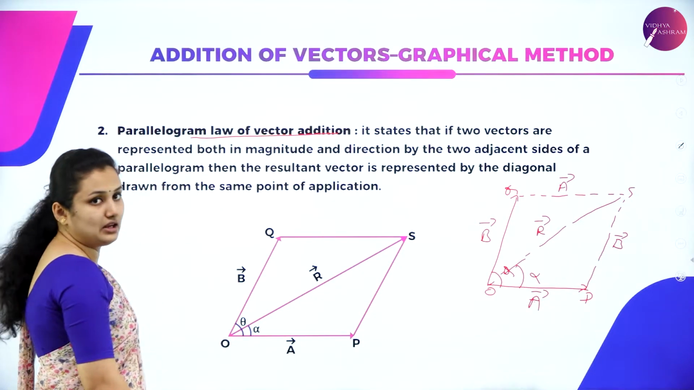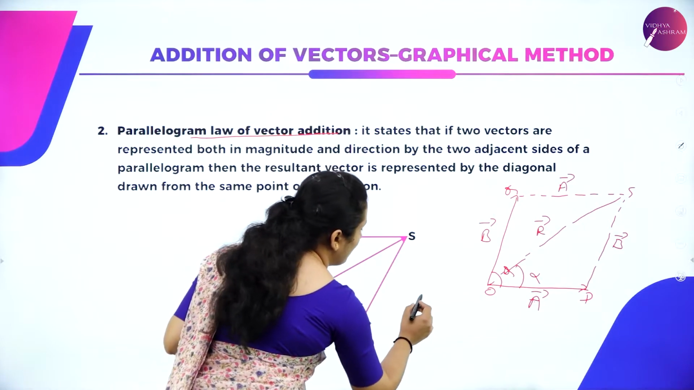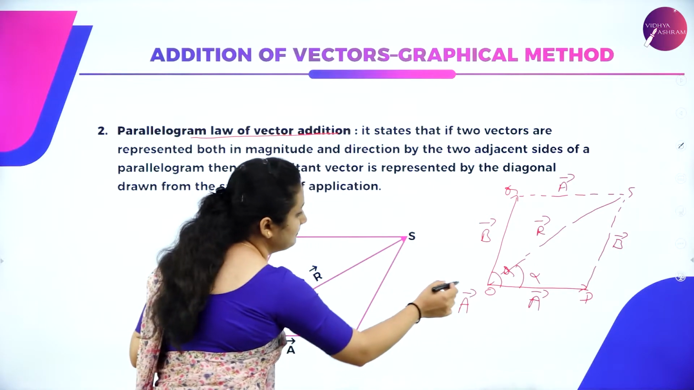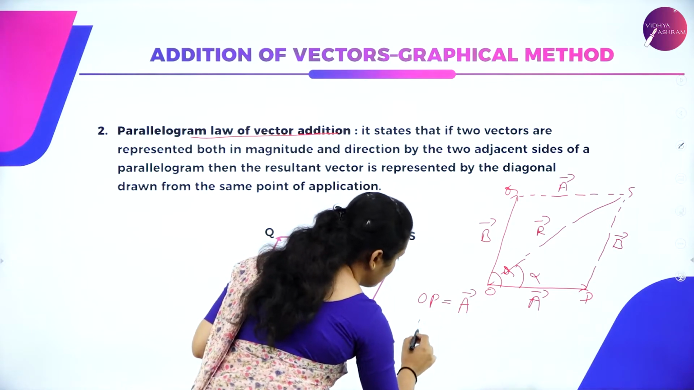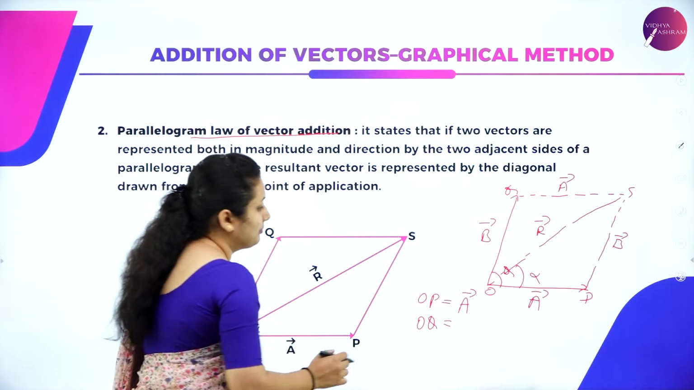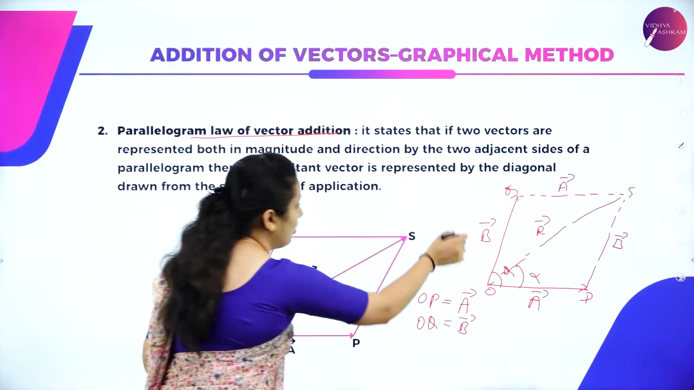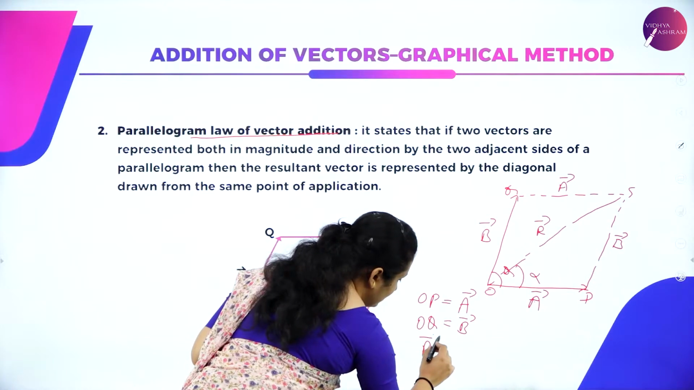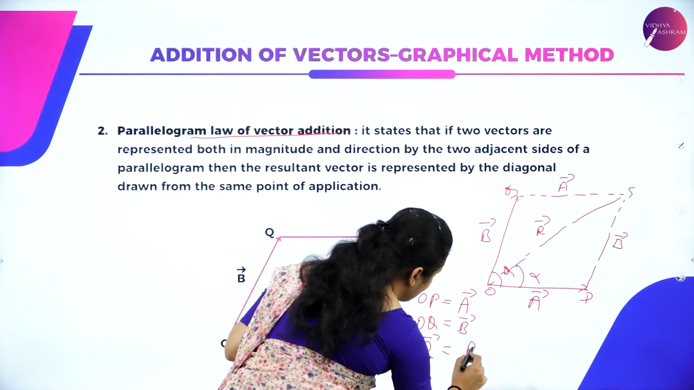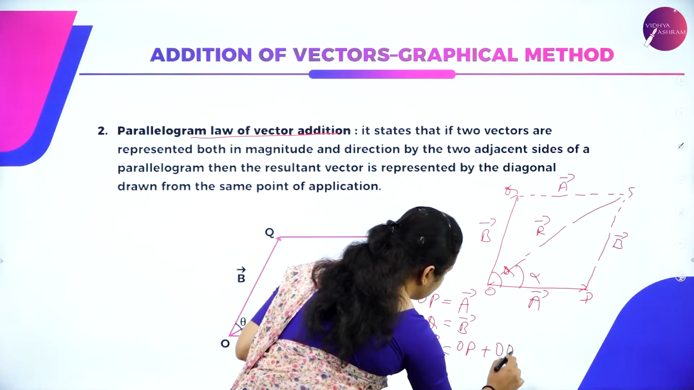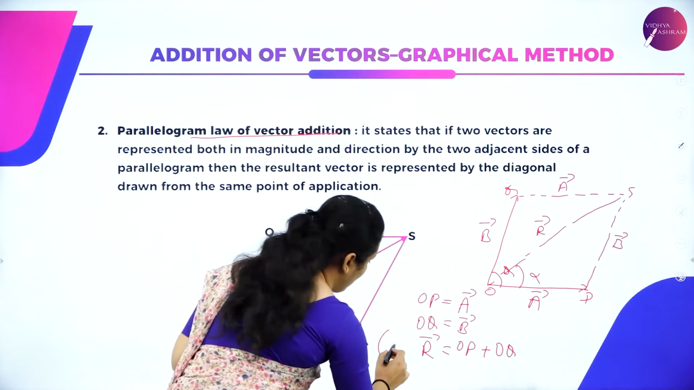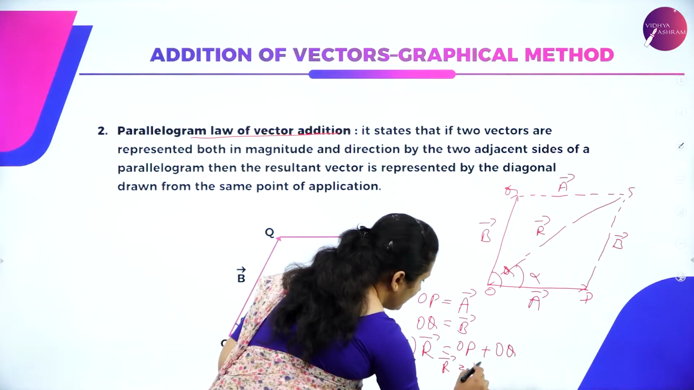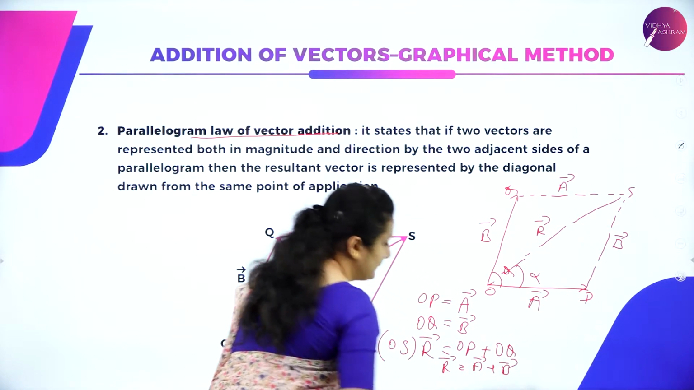So how will you study the parallelogram law now? Vector A represents side OP of the parallelogram. You can see OQ. Vector B represents the side OQ of the parallelogram. So the resultant vector R, given by the diagonal of the parallelogram, is nothing but OP plus OQ. What is R here? OS. OS is equal to OP plus OQ. So R is equal to vector A plus vector B.